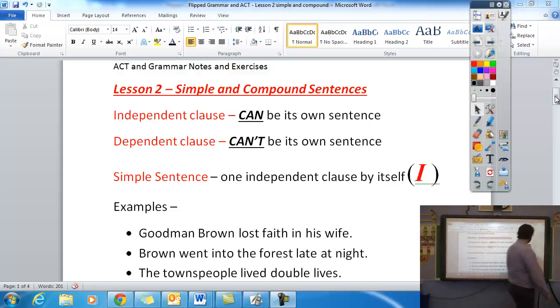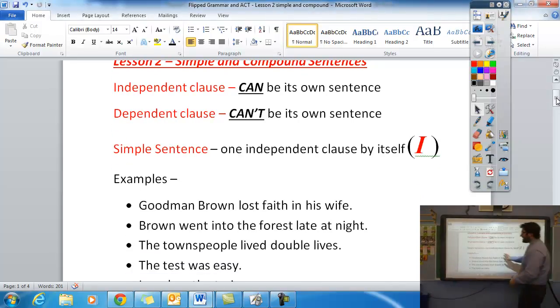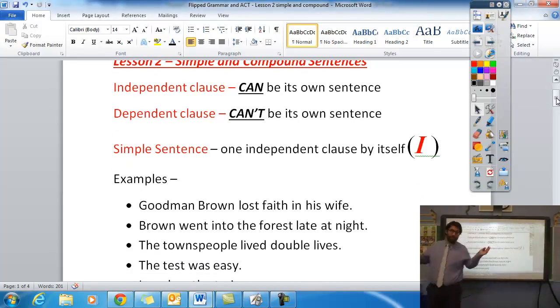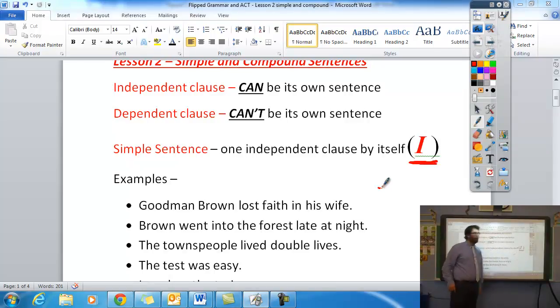I'll move this down a little bit so we can see. Right? A simple sentence is, well, it's right there in the title. It's simple. It's simple because it's just one independent clause by itself, right? It's just one, and that's why I put a big I, right? It's just one independent clause by itself, because an independent clause can be its own sentence. So when there's one independent clause by itself, then that's a simple sentence, right?